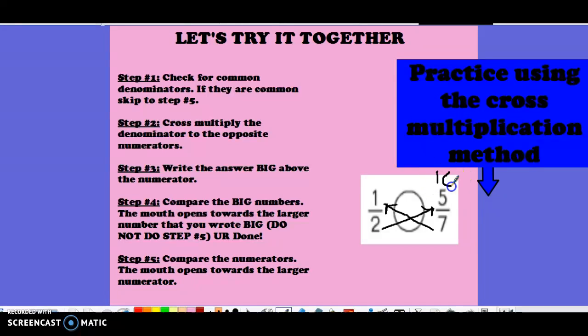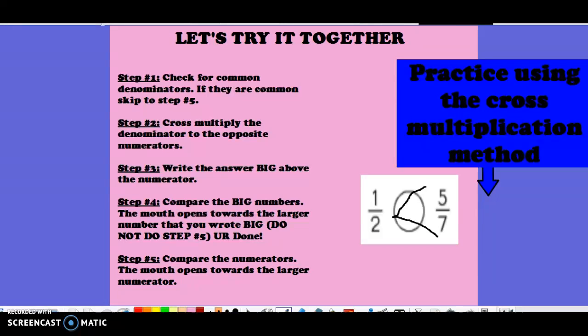I write that number big above 5/7. Then I do 7 times 1, which is 7, and I write that number big on top of 1/2, which means the 10 is larger than the 7, so my mouth opens up to the 5/7. In other words, 1/2 is less than 5/7. That's why my mouth opens up towards the 5/7: it is the largest number, and the largest is the one that gets eaten by the alligator mouth.